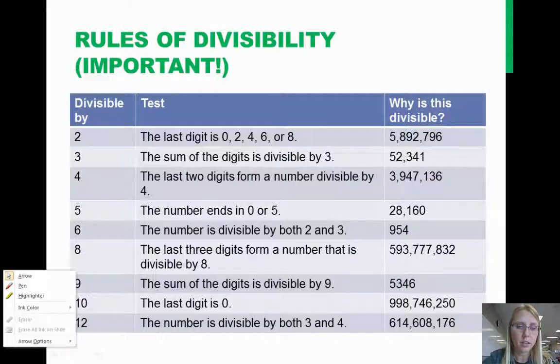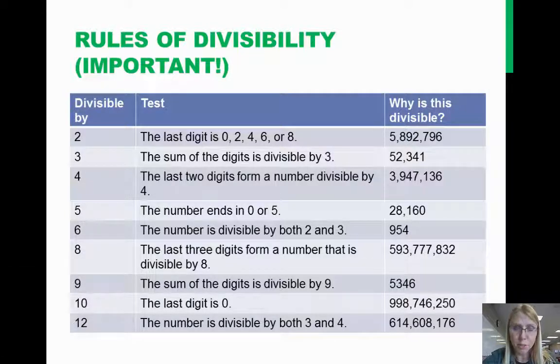Actually, let's go to the next one. Number 3. We know that a number is divisible by 3 if the sum of the digits is divisible by 3. What I mean by that is we would add all the digits together. So if I take 5 plus 2, that's 7. 7 plus 3 is 10. 10 plus 4 is 14. 14 plus 1 is 15. So that final number, after adding them all together, is 15. Is 15 divisible by 3? Yes, it is. 15 divided by 3 is 5. So this is divisible by 3.